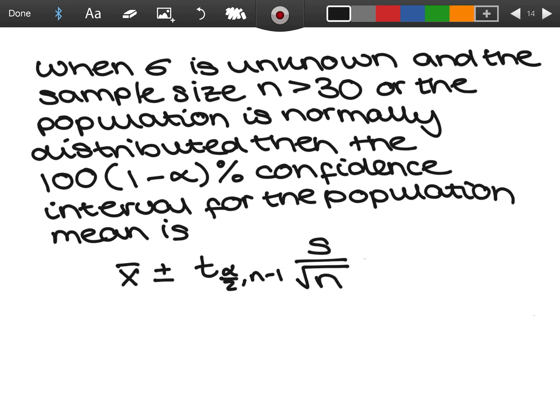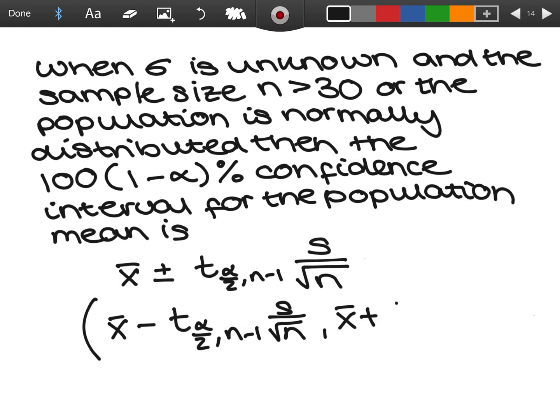There's just a couple of small things. We're still starting out with our sample mean, okay? And then we're going to add or subtract to give us our lower and upper bound. So your lower bound would be this value, and your upper bound of the interval would be this value, okay?